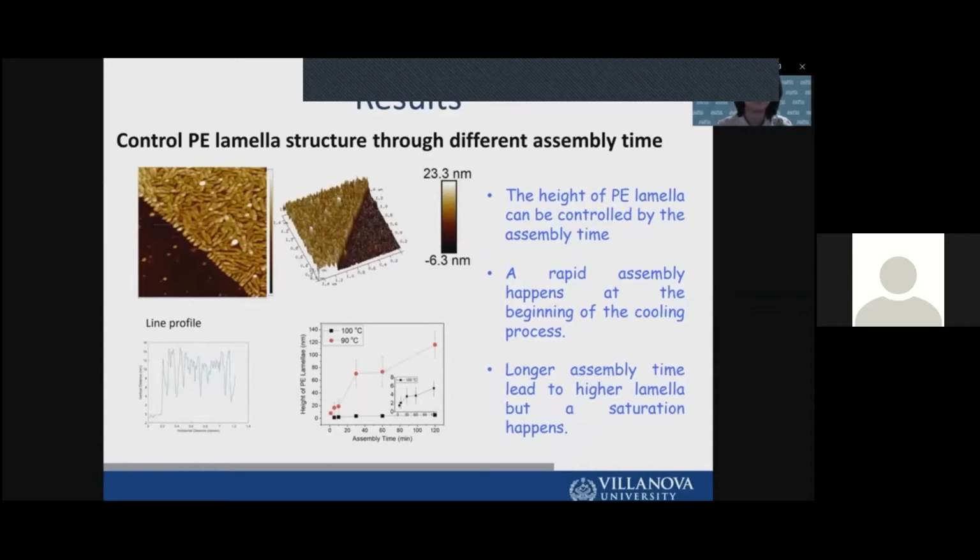And these other images are just displaying exactly what the image looked like. There's the line profile, which just demonstrates the rough structure of the lamella going up and down. And we found that the height was highly controllable with temperature and time.